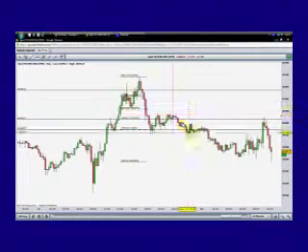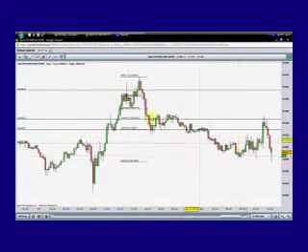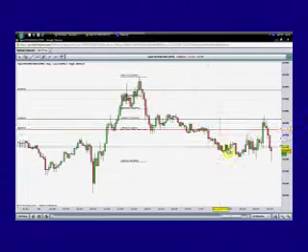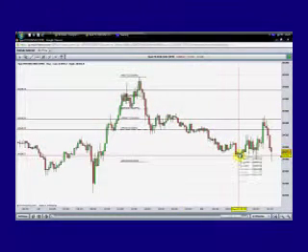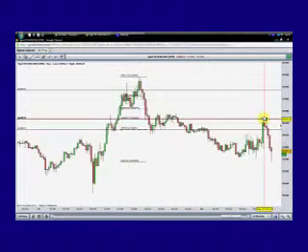In this case, the C corrective move has been divided into five small waves. First wave, second wave, third wave, fourth wave, fifth wave ended here. Traders decided to take it, thinking that there will be a new trend.